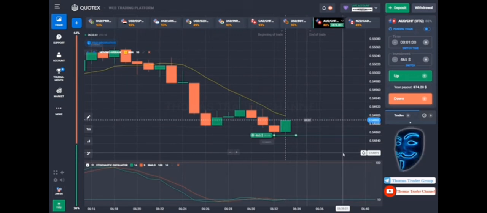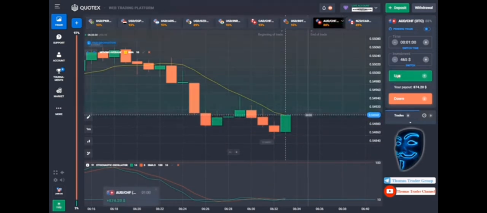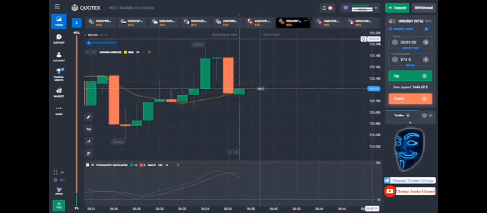We made a right prediction over here. We made a profit of $874. Let's change our investment into $874. And let's find the other market. Over here we can open buy for 1 minute.